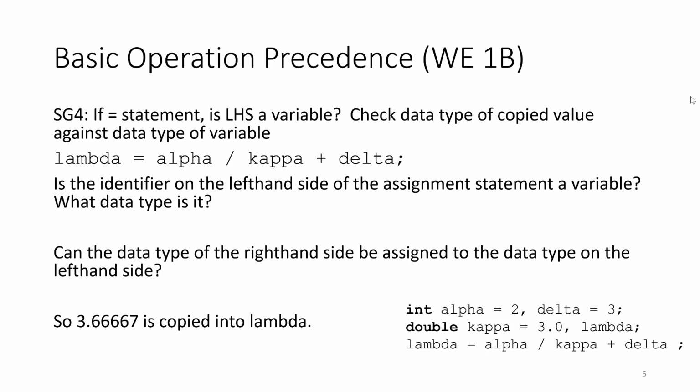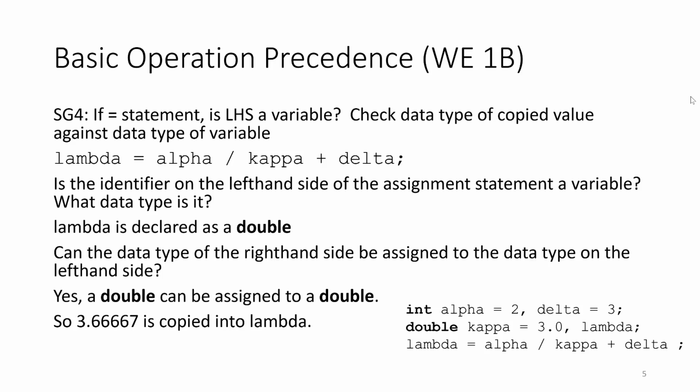Subgoal 4 says to check the data types to ensure the data type of the expression on the right-hand side of the assignment statement can be copied into the thing on the left-hand side of the assignment statement. Looking on the left-hand side, we have lambda. Lambda is declared as a double. The right-hand side has a data type of double, and yes, we can assign a double to a double. 3.667 is then copied into lambda.